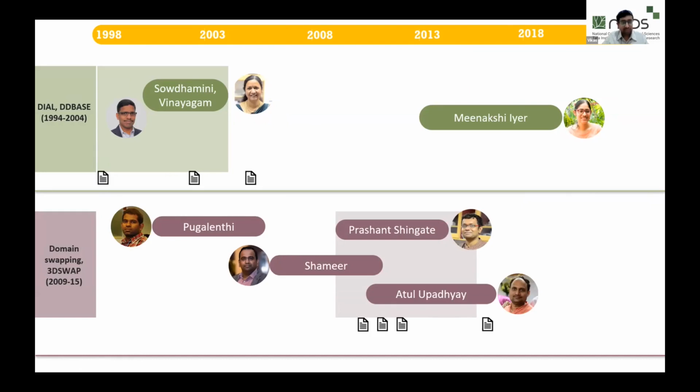Next, we also talked about our lab's interest in domain swapping work, where we have looked at domain swapping extensively and also created an algorithm and database called 3D swap. The key members were Pugalanti, Shamir Khader, Prashant Shimte, and Atul Upadhyay. So these were the first 2 sessions of the structure theme.